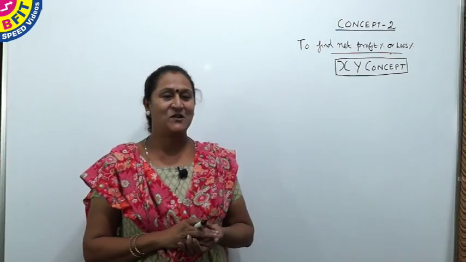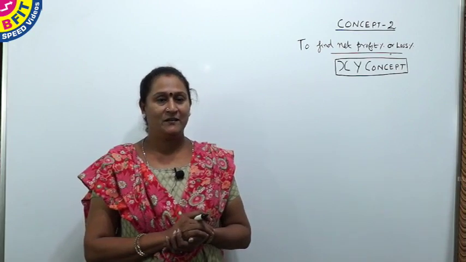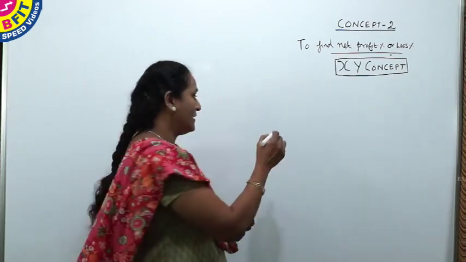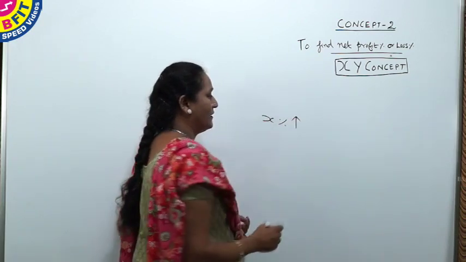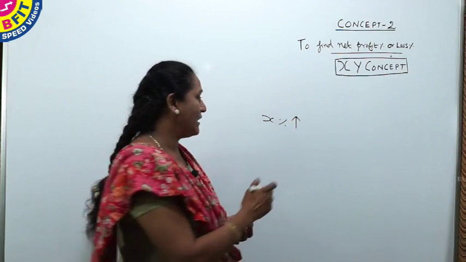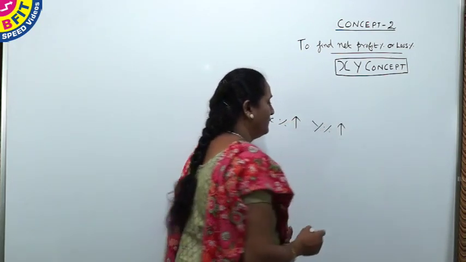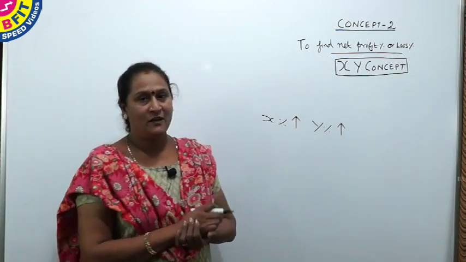So we'll see the next concept to find the net profit percent or loss percent. So we'll see the working. Suppose the value of an article is increased by X percent, and now in this increased value, it is increased by Y percent. So the value is increased by X percent and then it is increased by Y percent.